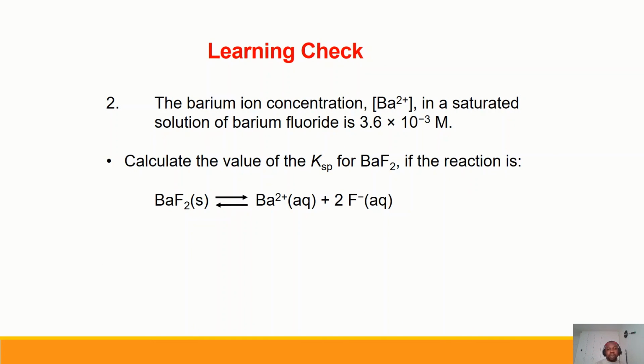So this is another example. We are given this formula, and the first thing is to write the KSP expression. Remember to omit the solid. To calculate the KSP, you already have the barium 2 plus concentration to be 3.6 times 10 to the minus 3. Then for the concentration of F minus, you're going to multiply this by 2. And then from there, you should be able to get the answer for the KSP.